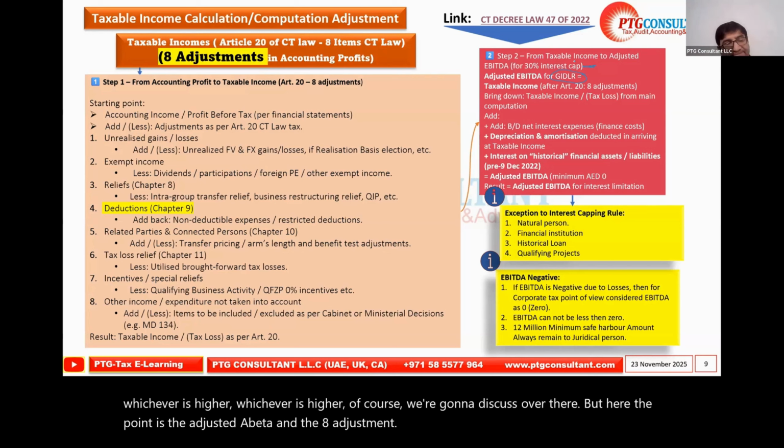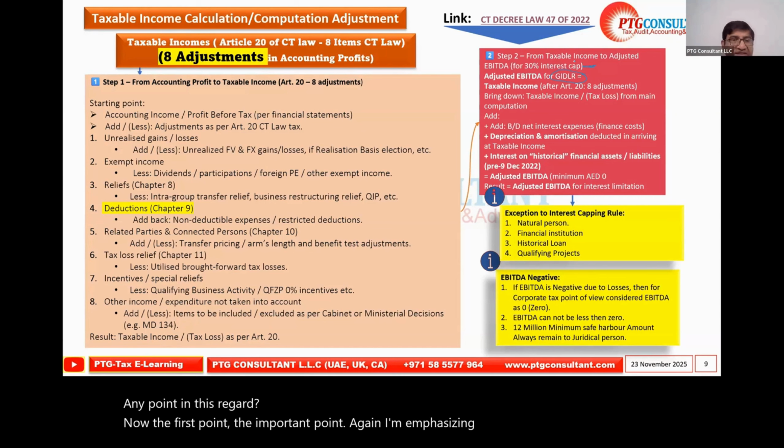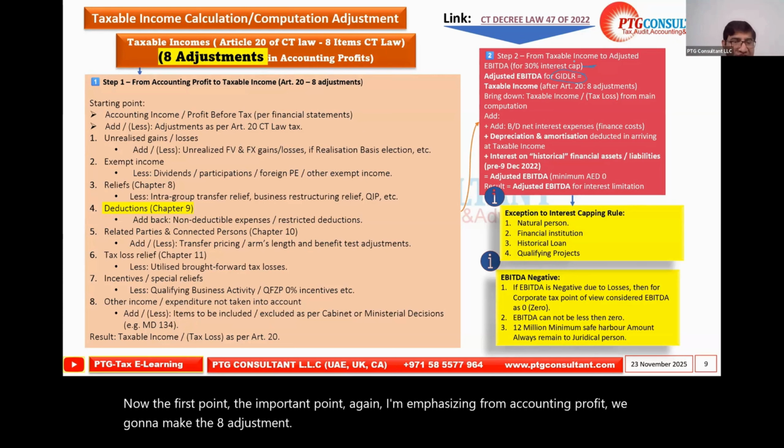Any point in this regard? Now, the first important point, again I'm emphasizing: from accounting profit, we're going to make the 8 adjustments. This is the starting point of the tax calculation.